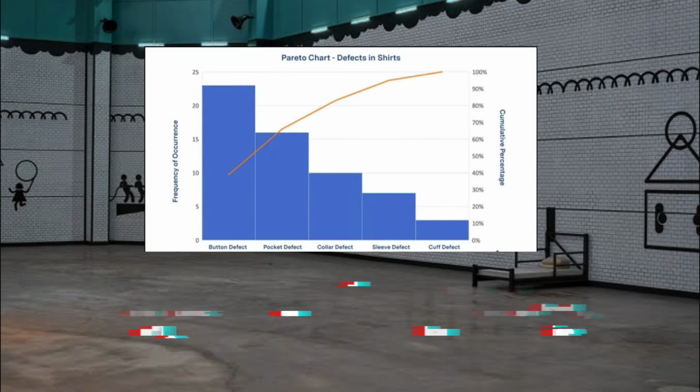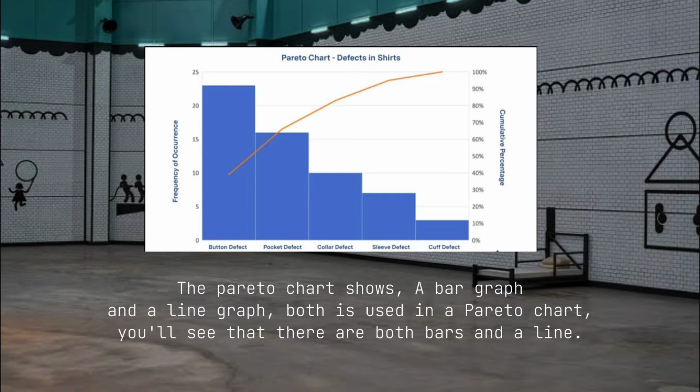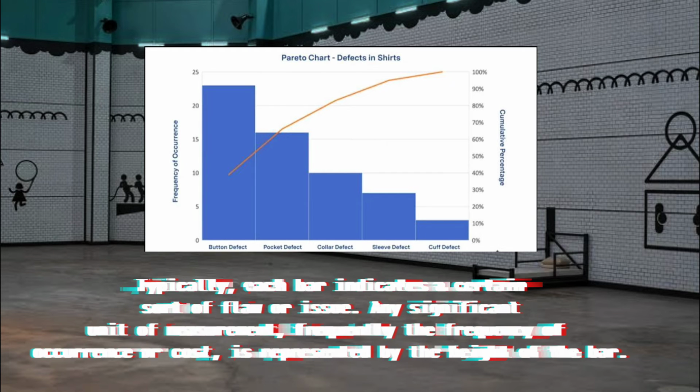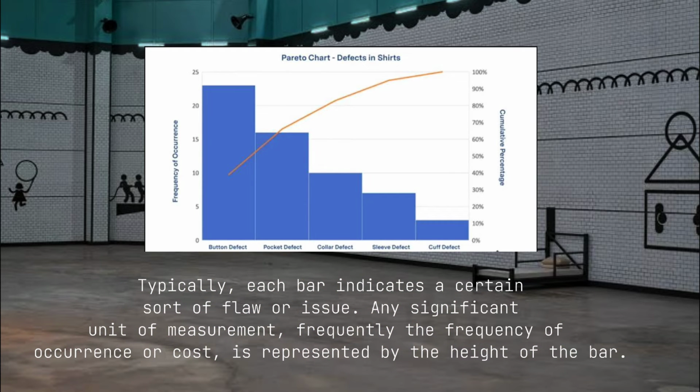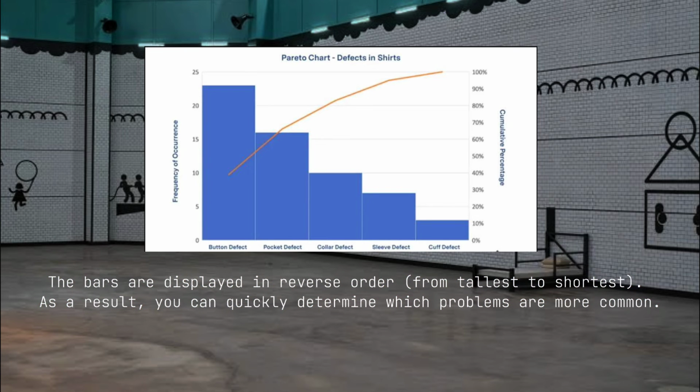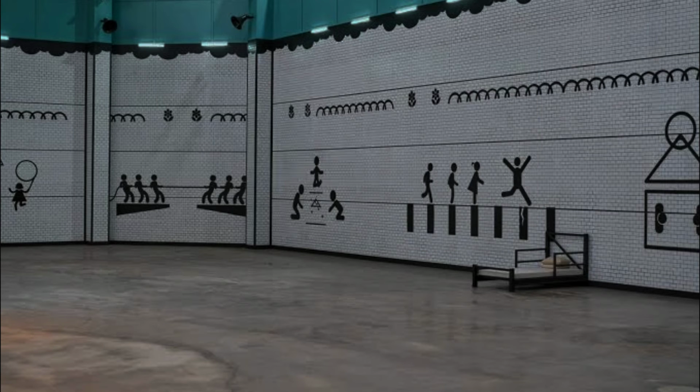A Pareto chart shows a bar graph and a line graph. Both are used in the Pareto chart. You'll see that there are both bars and a line. Typically, each bar indicates a certain sort of flaw or issue and a significant unit of measurement. Frequently, the frequency of occurrence or cause is represented by the height of the bar. The bars are displayed in reverse order from tallest to shortest. As a result, you can quickly determine which problems are more common. The cumulative proportion of flaws is shown by the line.